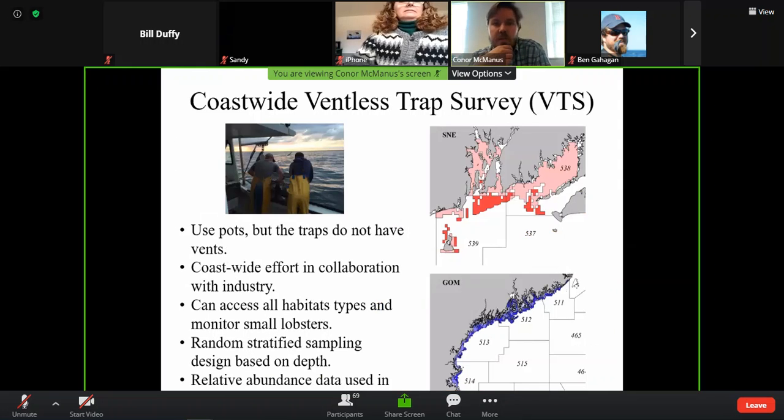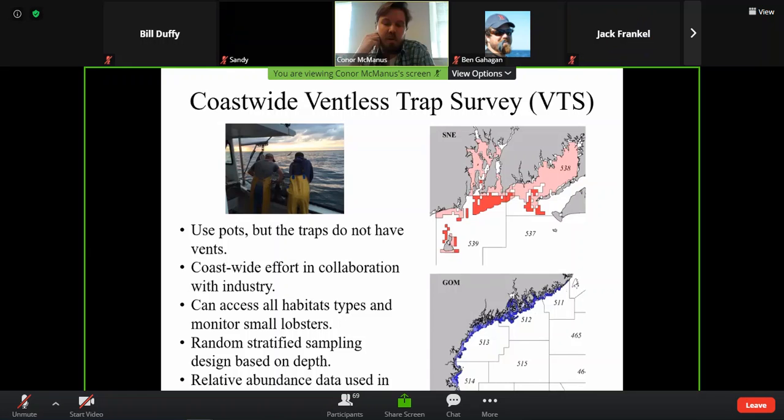And so for that, we used the coastwide ventless trap survey that's conducted in both southern New England and the Gulf of Maine. It's in partnership with industry that uses pots to sample lobsters across their wide range of habitats. The pots are ventless, so they don't have vents, and this focuses in on the juvenile portion of lobster stocks within state waters. But it does follow a random stratified sampling design with the trends from these data sets used within stock assessments as relative abundance indices.